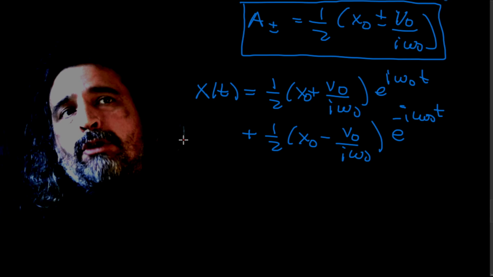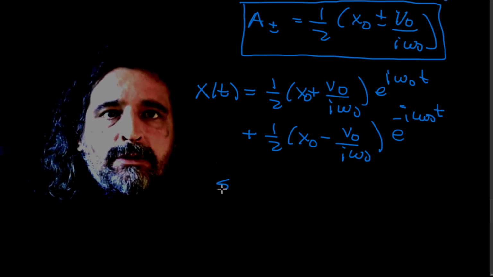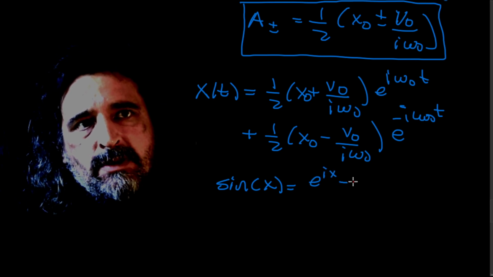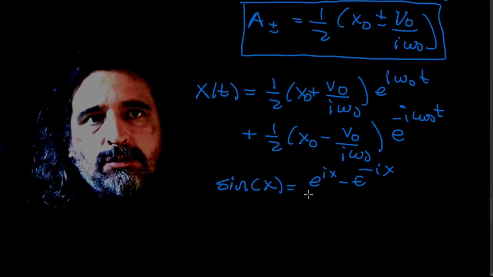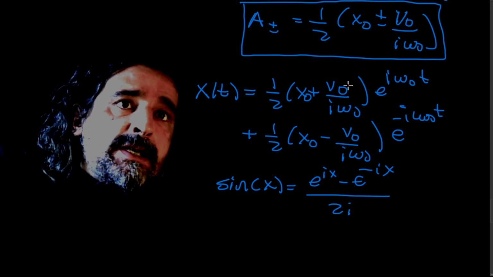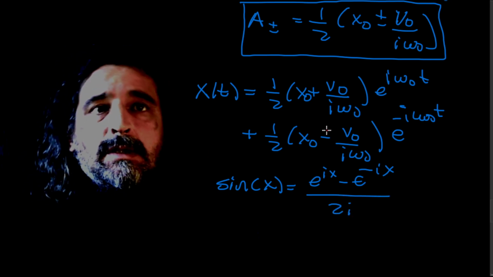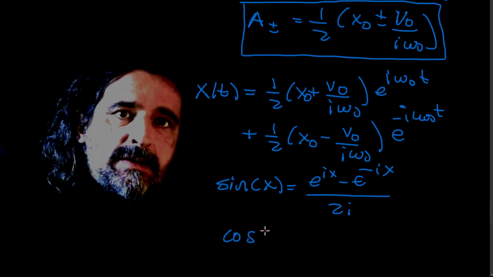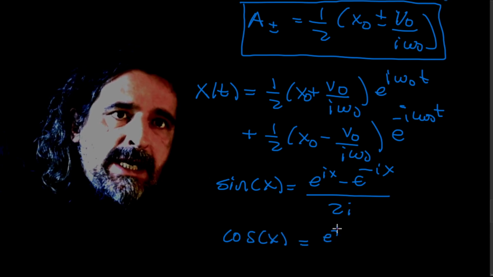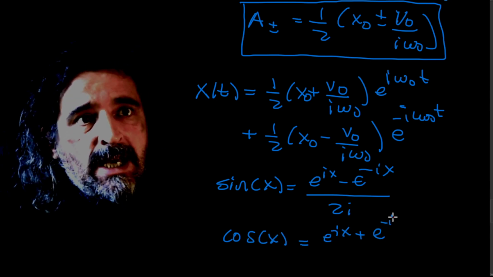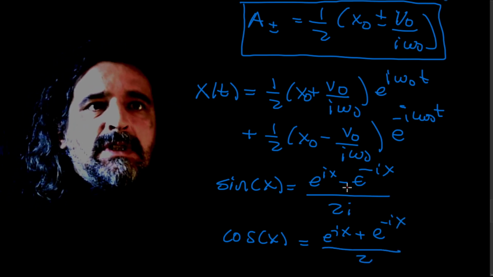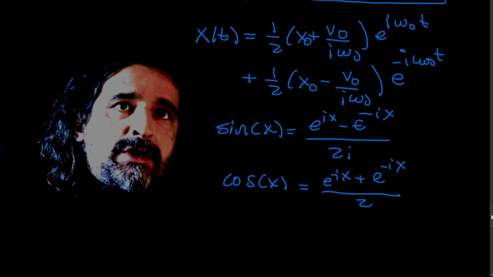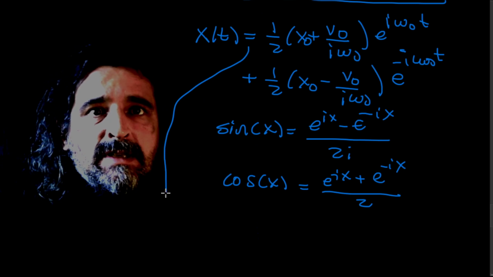Now, there are a couple of formulas that will prove handy. Sine of x is equal to e to the ix minus e to the negative ix divided by 2i. And cosine of x is equal to e to the ix plus e to the minus ix divided by 2. So we are going to get sines and cosines from here, and I'm going to use those in here.